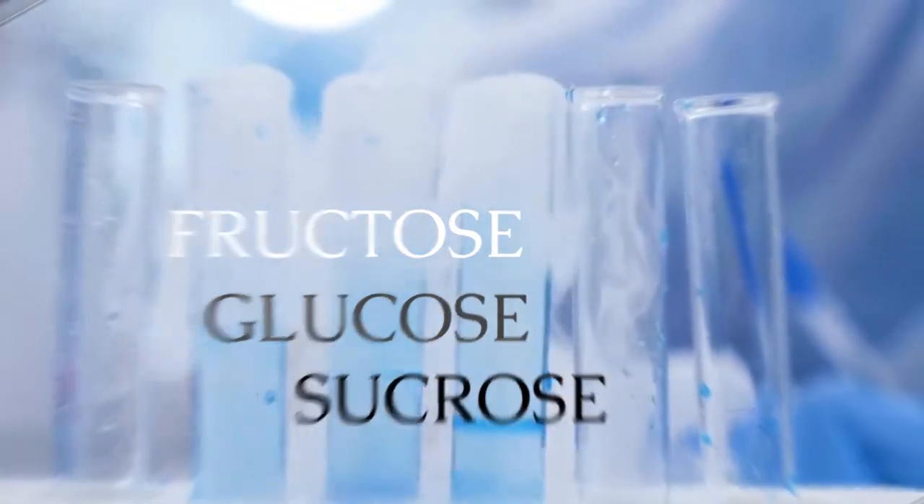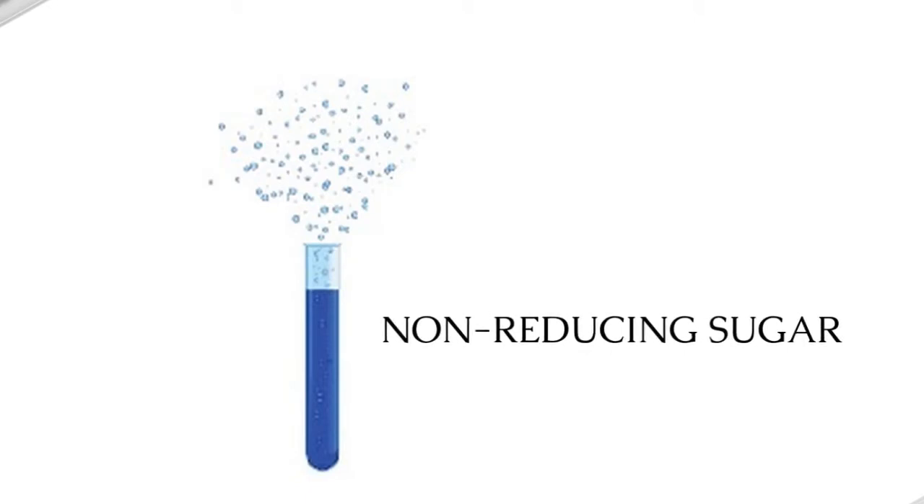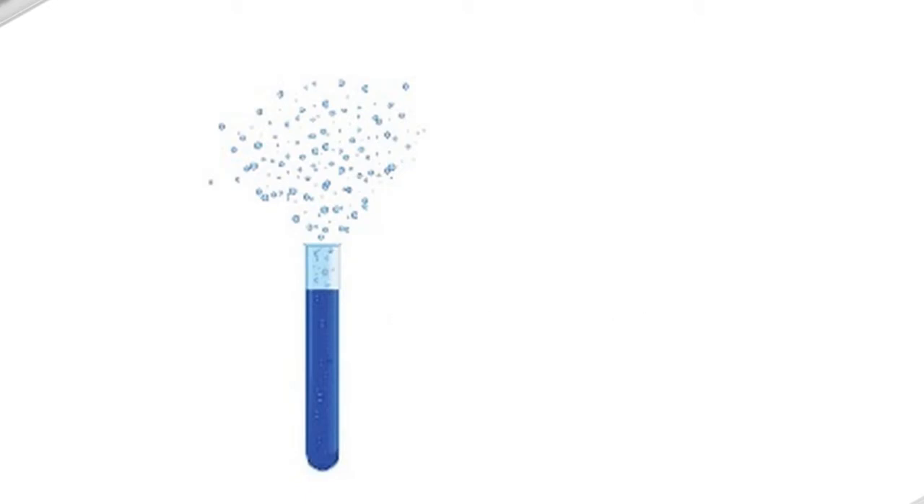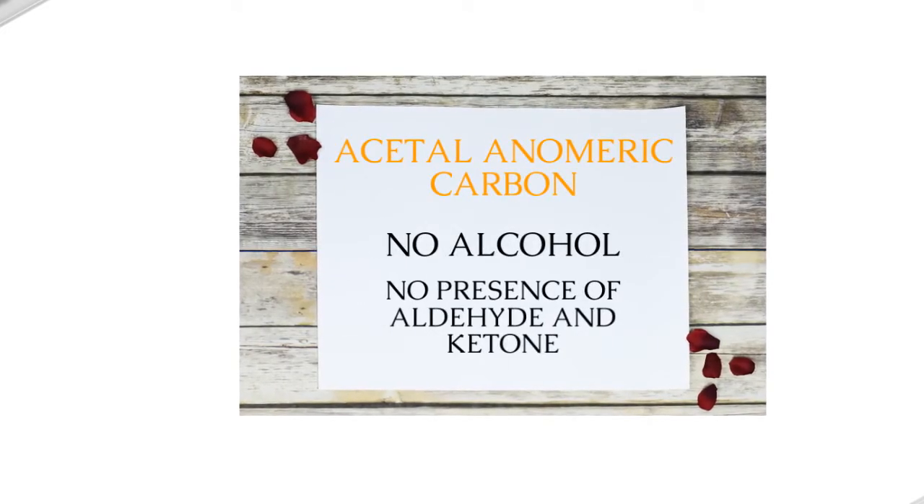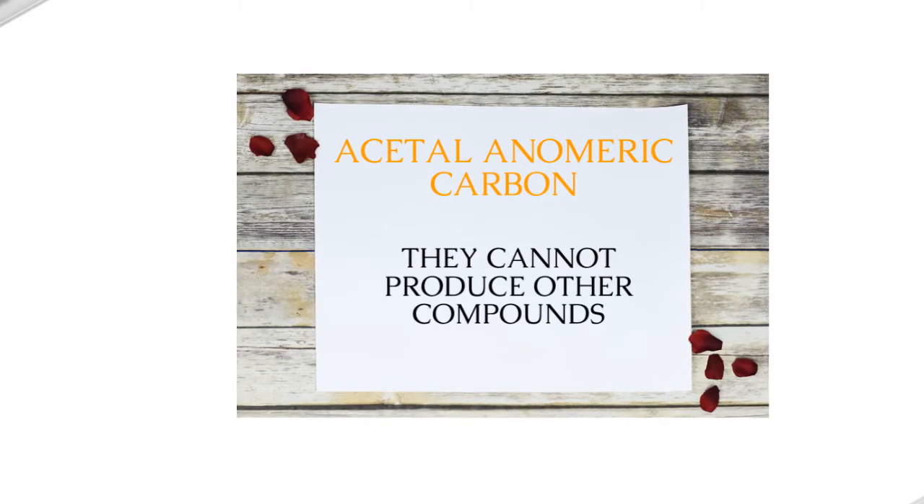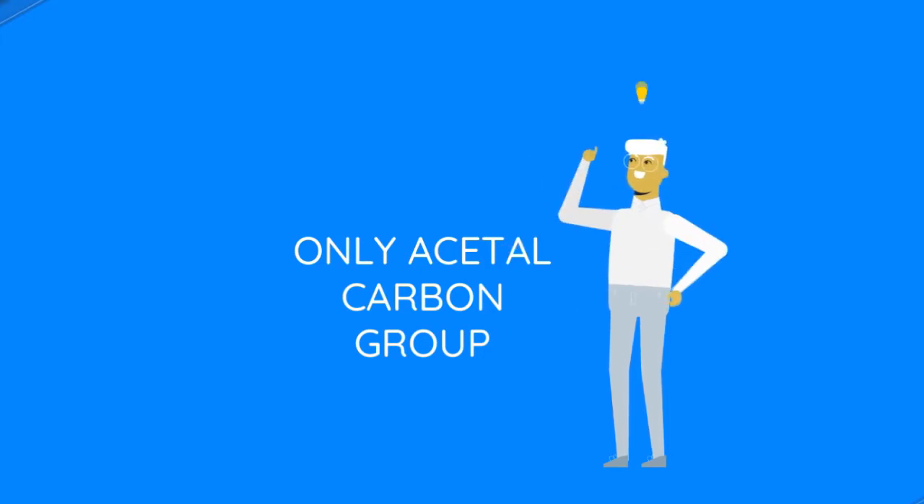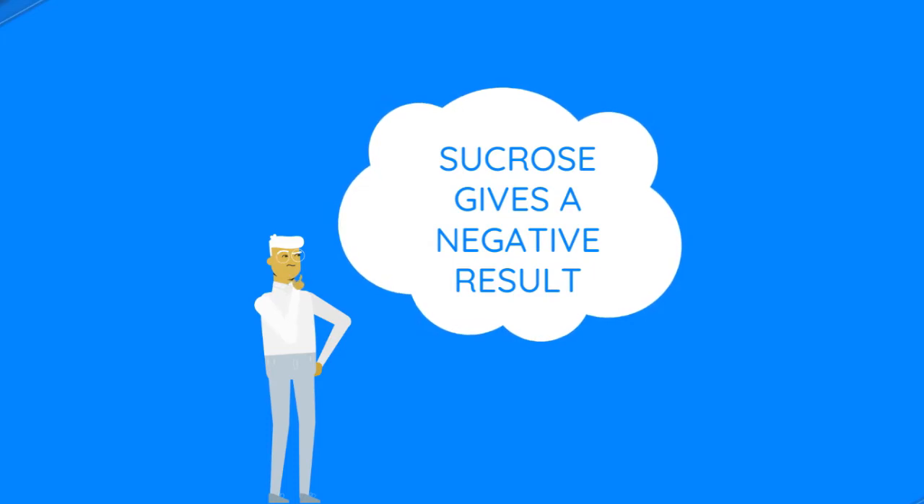Based on the Benedict test, sucrose remains blue, which means sucrose is a non-reducing sugar. Why? Because sucrose only has acetal anomeric carbon. When we say acetal anomeric carbon, it has no free OH, which means no presence of aldehyde or ketone. If they can't form an aldehyde in the first place to get oxidized, they can't reduce other compounds. That's why it is a non-reducing sugar. Since acetals don't open up to aldehydes under the basic conditions present in the Benedict test, sucrose gives a negative test, or blue, in the Benedict solution.